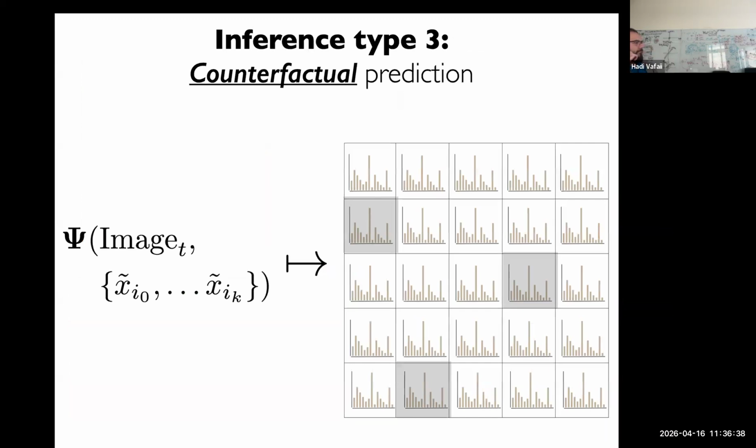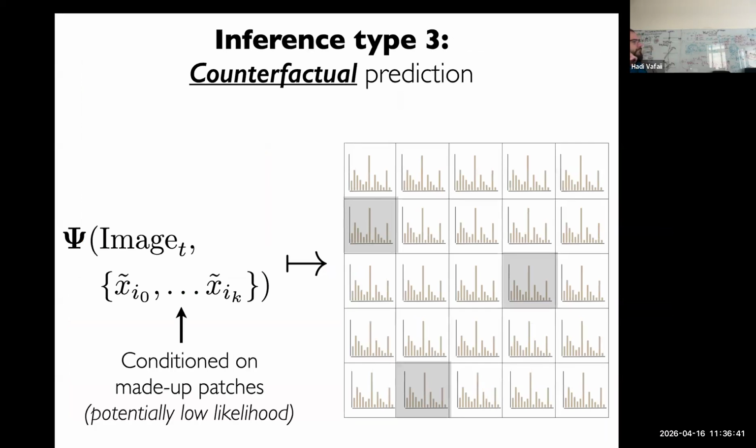Let me tell you about counterfactual prediction. That's where the stuff that you stick into the conditioning slot is made up and potentially extremely low likelihood. So it's not sampled according to any distribution. You break the distribution, and you put whatever you want in there.